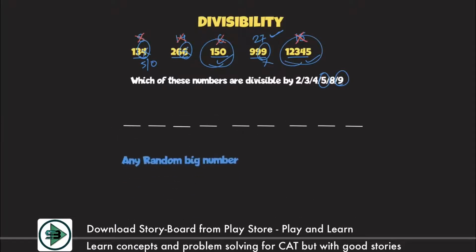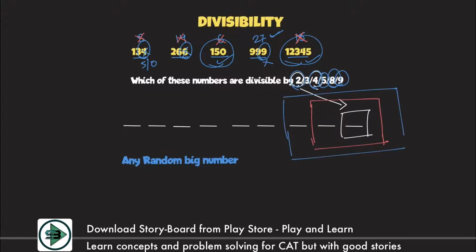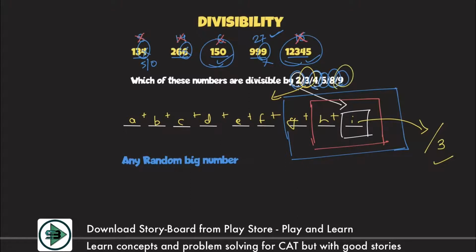So to generalize this, if I give you any random big number and ask you if it is divisible by 2, you will say just check the last digit. For 4, check the last two digits. For 8, check the last three digits. For 3, you take the digital sum. You take the sum of individual digits, and then you see if that sum is divisible by 3, then the number is divisible by 3. And if the sum is divisible by 9, then the number is divisible by 9.